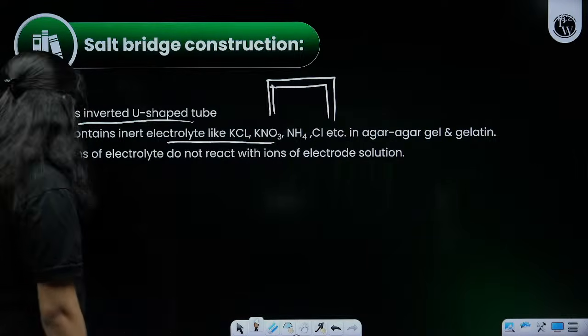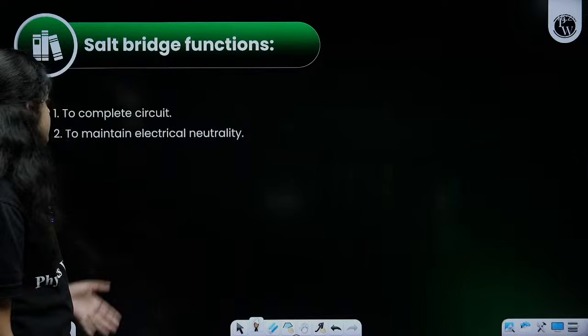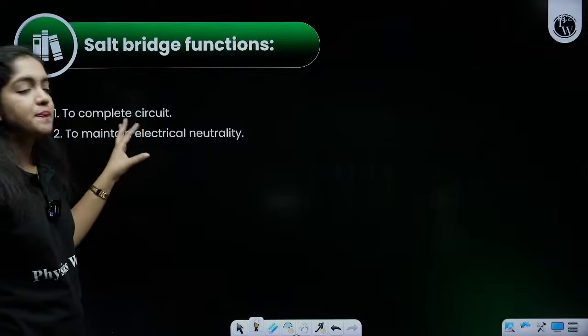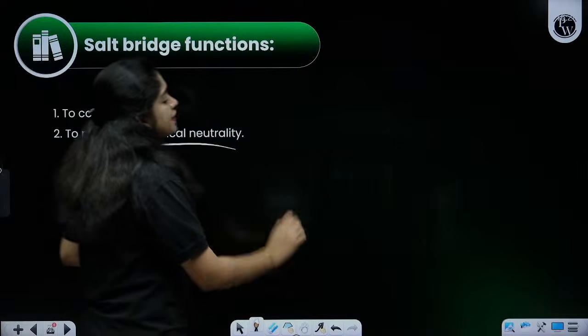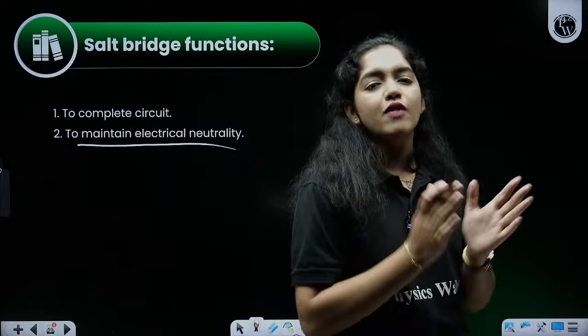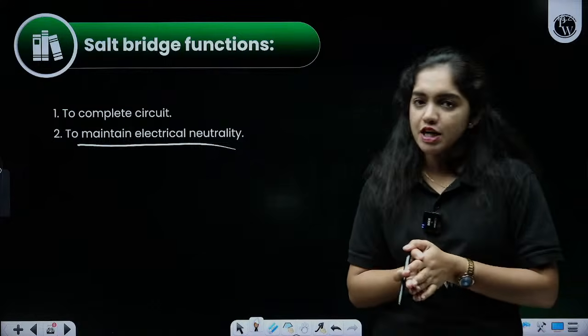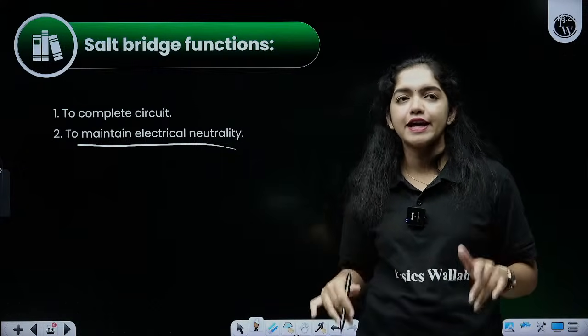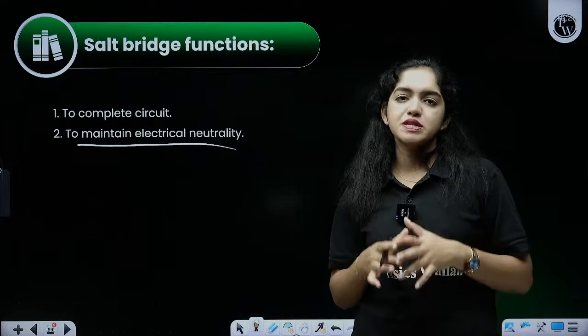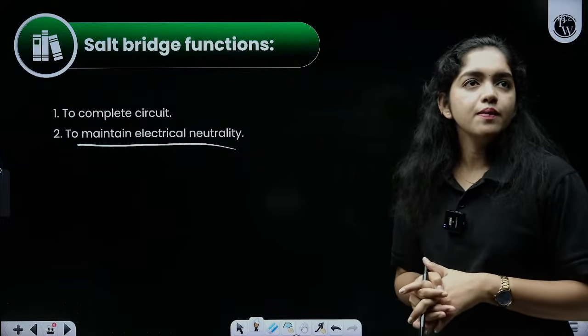Okay, then the next one. What is the function of the salt bridge? To complete the circuit and to maintain the electrical neutrality, that is the main point. We are adding a salt bridge in the circuit to complete the circuit and to maintain electrical neutrality. Okay, clear?